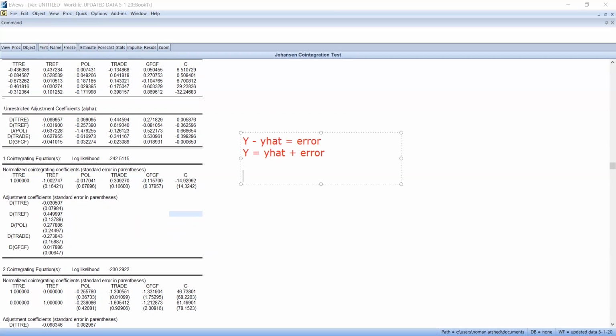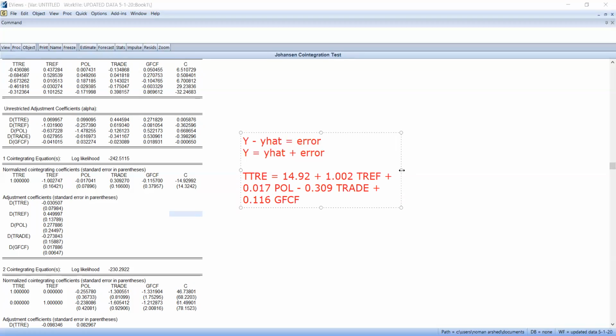So y, which is TTRE, is equal to intercept 14.92. The sign is switched because it has gone to the other side. So plus 1.002 TREF plus 0.017 POL minus 0.309 TREDE plus 0.116 GEFCF. So this is our estimated equation.